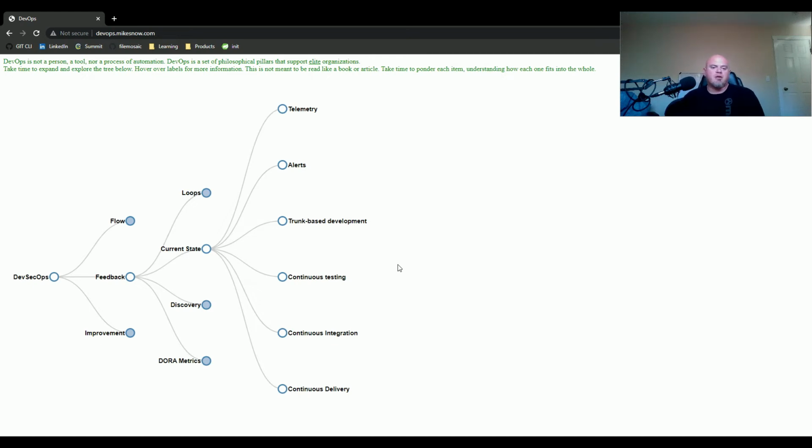Continuous delivery, there's a whole laundry list of things that go along with continuous delivery that need to happen. Trunk-based is part of it. Continuous integration is part of it. Automated testing is part of it. The idea here is you're wanting to get the work into the hands of the customer as fast as possible.